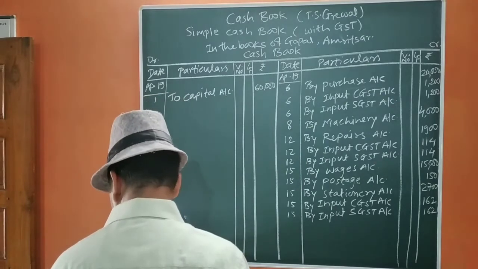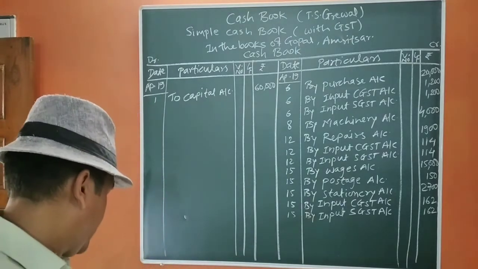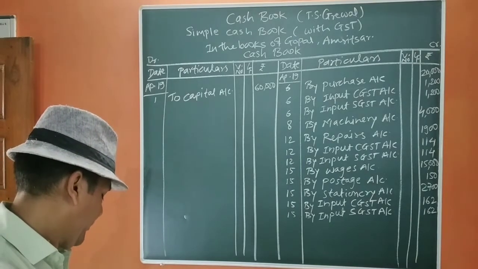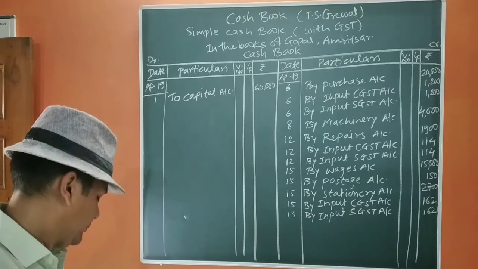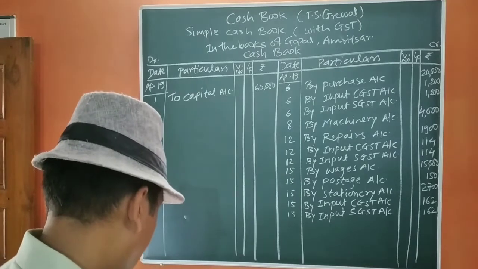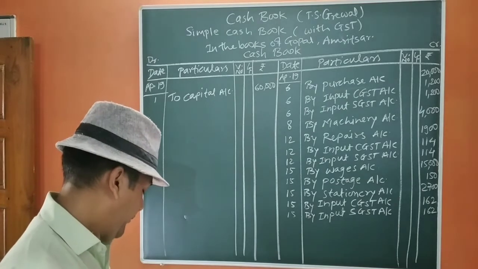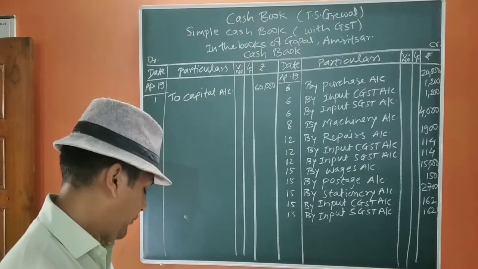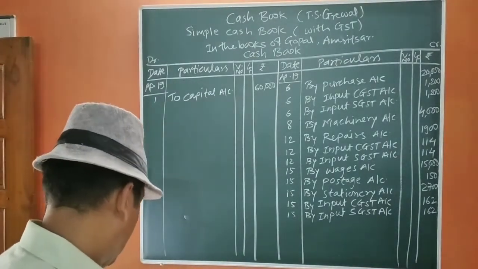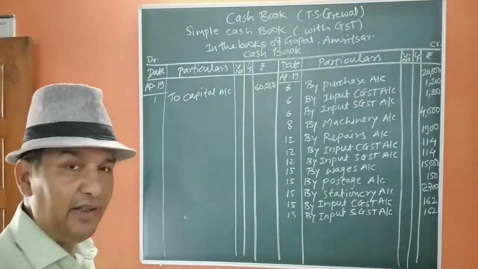Okay, next is: sold for cash half the goods purchased from Bhushan to Anil Krishna at a profit of 25% and allowed him trade discount 5%, charges CGST and SGST at rate 6% each. So the goods we have purchased is 40,000 and half of it will be 20,000. On that we are going to earn 25% profit, that will be 5,000. Total will be 25,000, then discount 1250, so it will be 23,750.